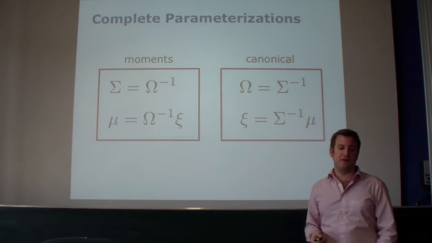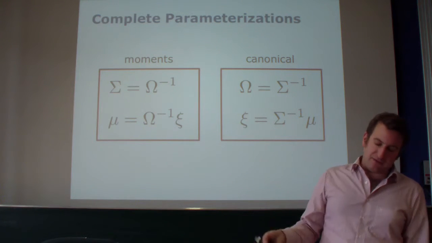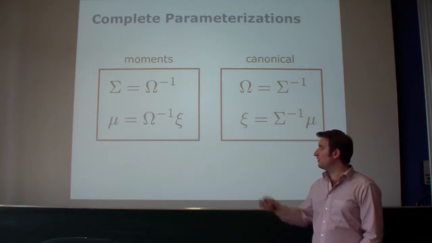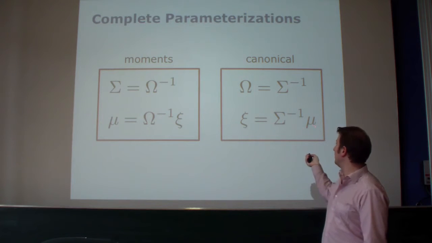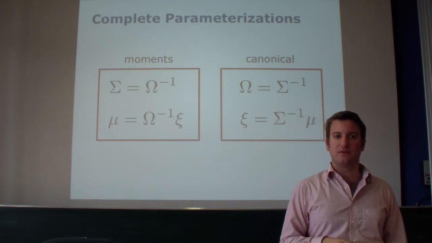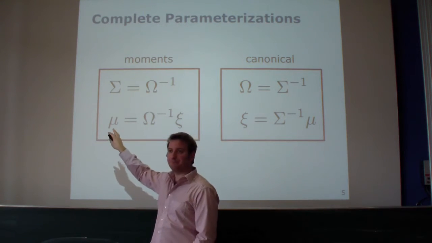and by multiplying psi by the inverse of the information matrix, so the covariance matrix, or the mean by the inverse of the covariance, namely the information matrix. So you can switch between both of them.